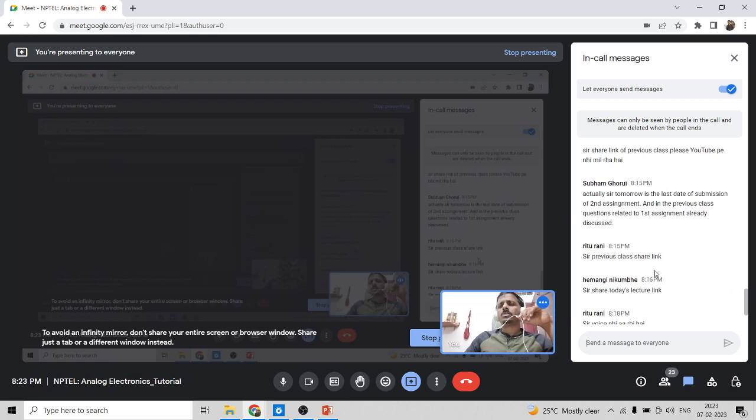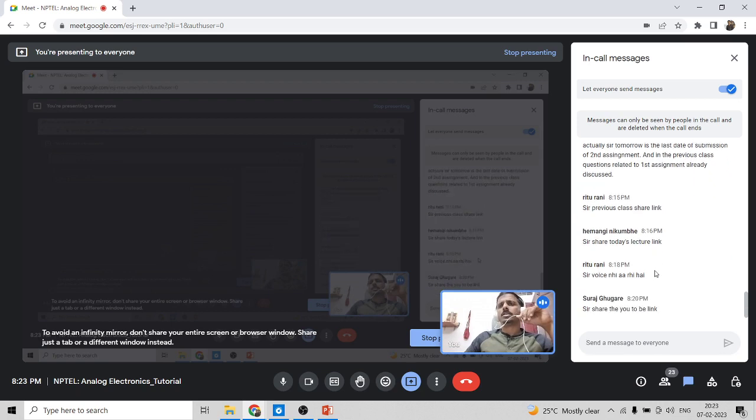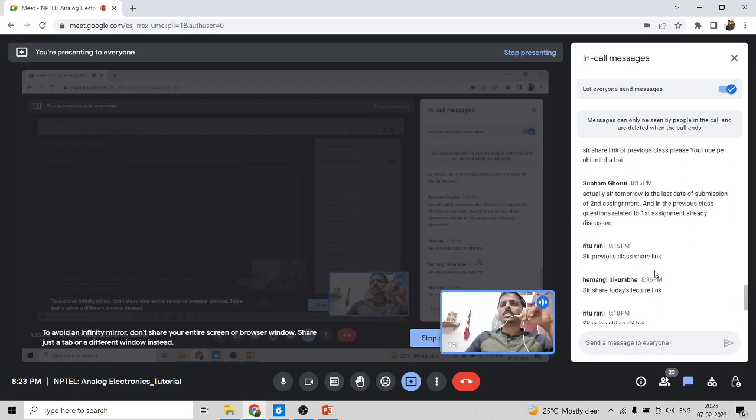Shubham Gauri: Actually sir, tomorrow is the last date of submission of the second assignment, and in the previous class questions related to the first assignment were already discussed. Yes, that's correct, but as I told, we are 3 TAs, and we 3 have been asked to discuss only first week questions today. From tomorrow, I think next week, the next 2 will be the second assignment. That is what was mentioned, so I can't discuss second assignment questions. I'm sorry.